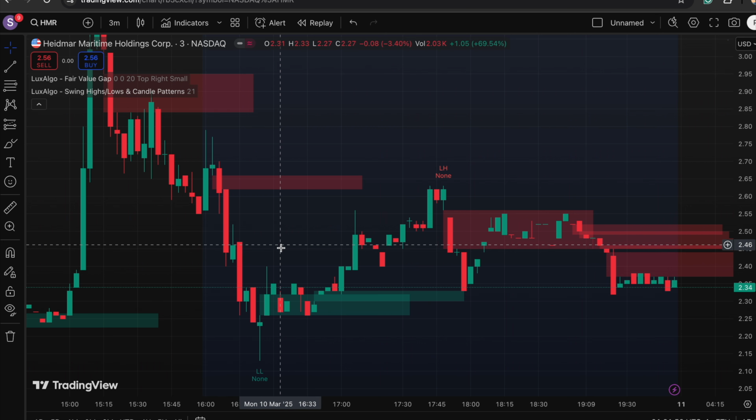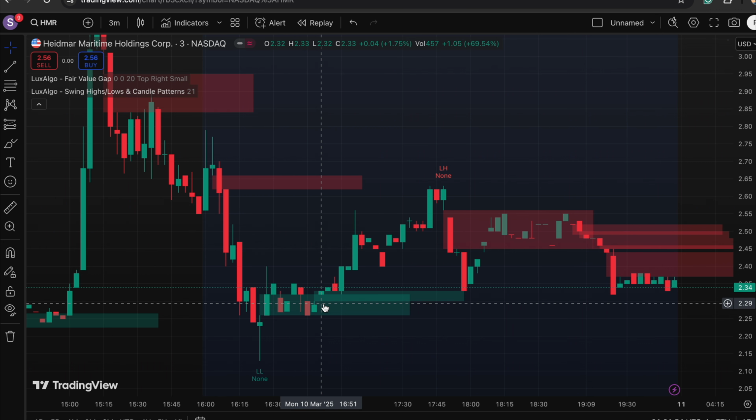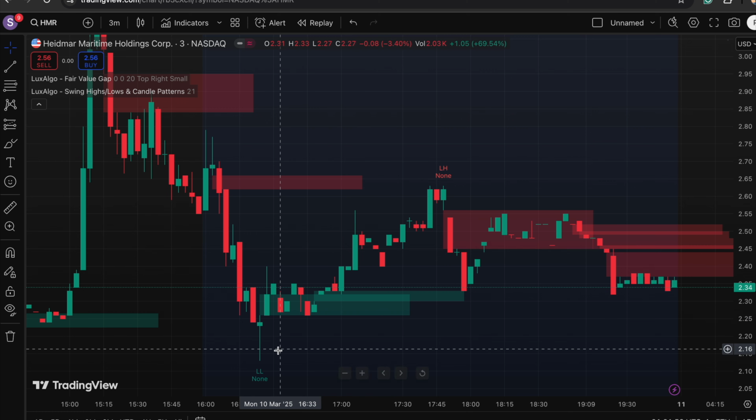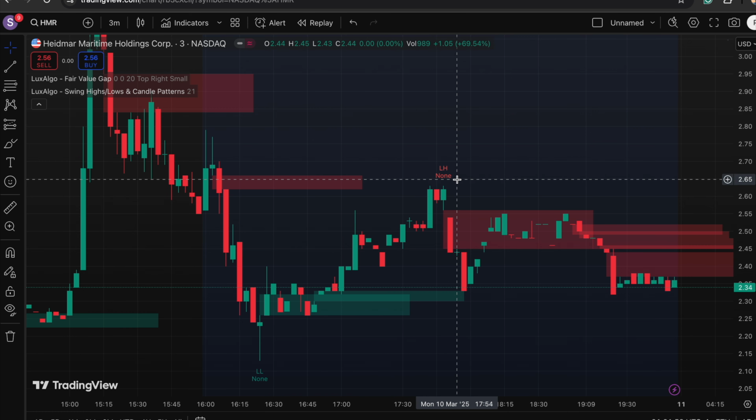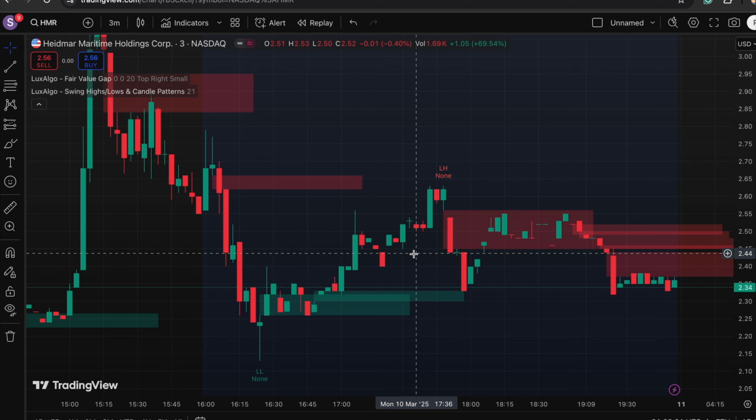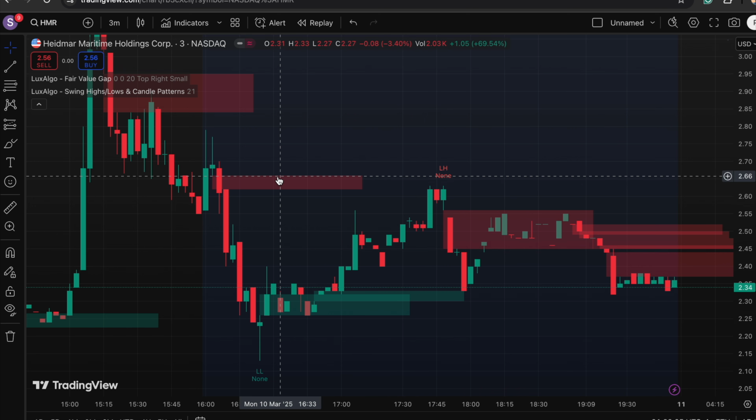As you see on my chart, it is automatically creating the fair value gaps for me, also marking the low and high on the chart. So it's pretty easy. You don't have to do it manually. You just put the indicators and voila, everything is done for you.